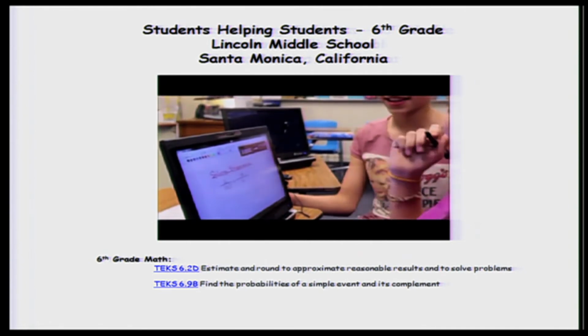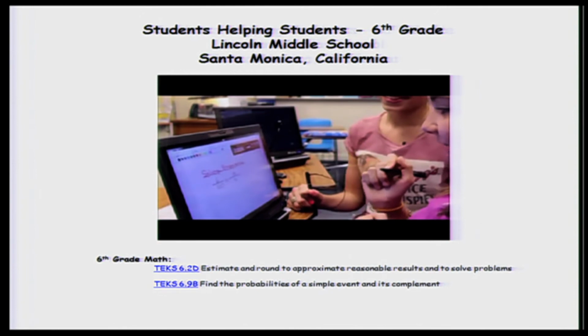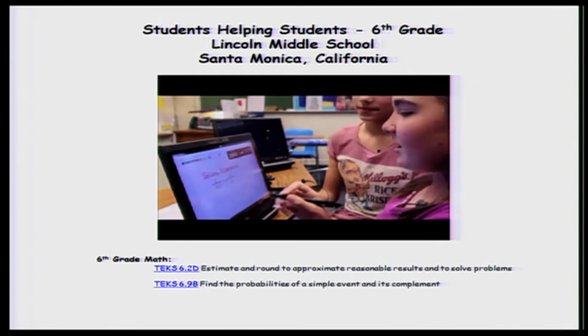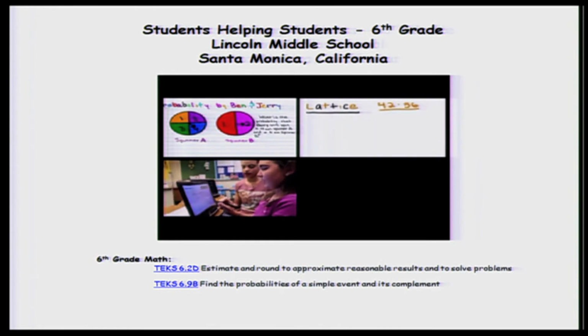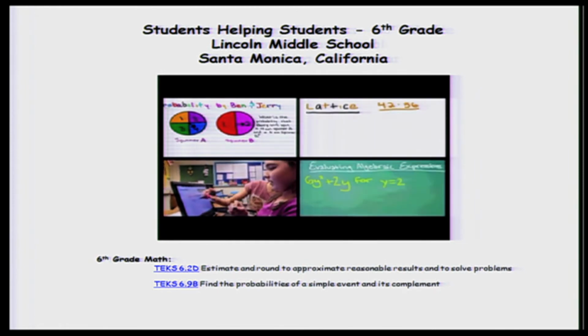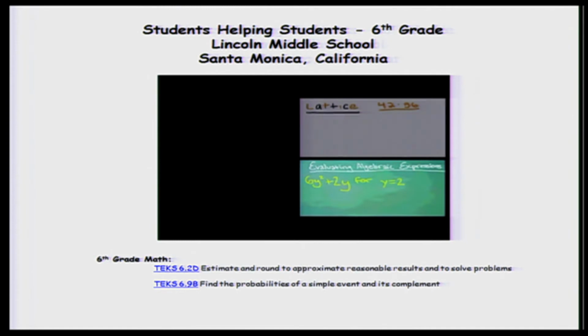Hi, this is Phineas and Ferb, and today we're going to show you how to solve a proportion. Today we're going to teach you how to do probability, how to do lattice multiplication. I'm going to teach you how to evaluate algebraic expressions.